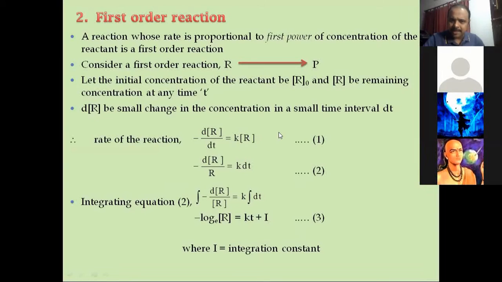Push the dt to the right-hand side, similar terms on the same side. Then integrate. This is the standard formula. You have to remember, the integral of minus 1 by r with respect to dr is nothing but log r to base e, like the integral of 1 by x with respect to dx is log x to base e. The integral of k dt is kt. After integration is over, all that we do is find the integration constant I, substitute and simplify. That's all.